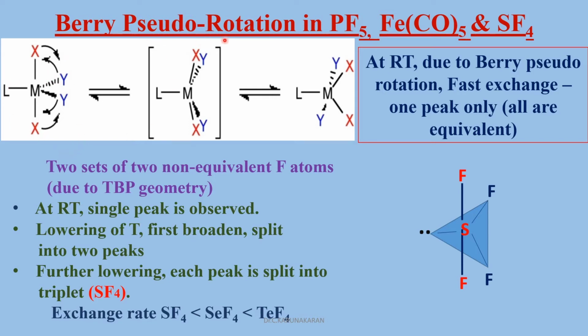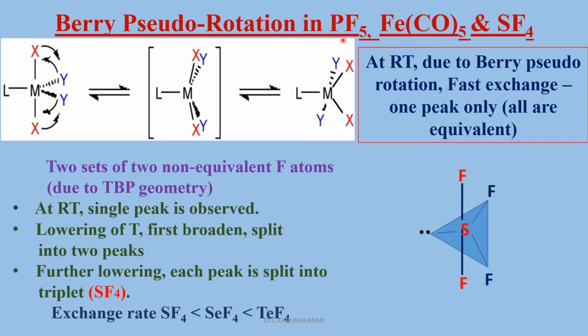They undergo Berry pseudorotation, that is, it occurs via a square pyramidal geometry. Due to this rotation, axial positions become equatorial and equatorial become axial, as you see here. The TBP and square pyramidal geometries have very little energy difference, therefore they undergo Berry pseudorotation to give fluxional character.